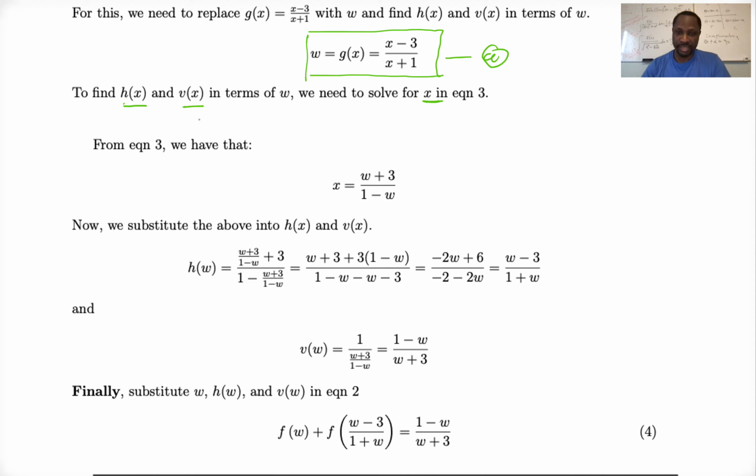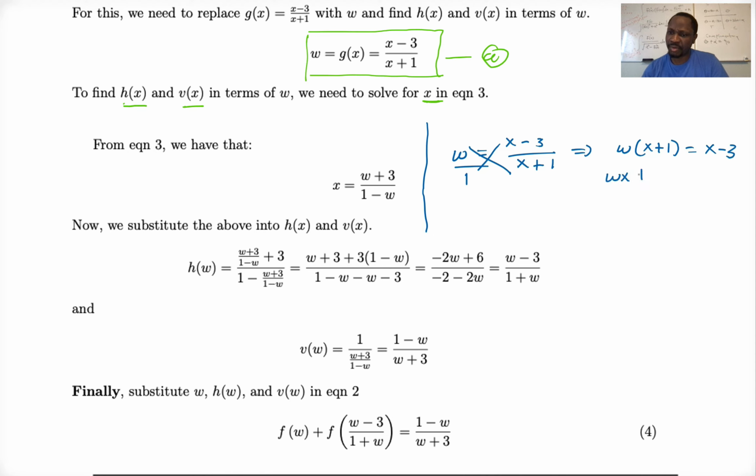So let's see. We solved this. Essentially how I got this is to take the above equation a, w equal to x minus 3 divided by x plus 1, and I just cross multiply. If you cross multiply, you are going to have w into x plus 1 is equal to x minus 3. So I can expand this. I'll have wx plus w is equal to x minus 3.